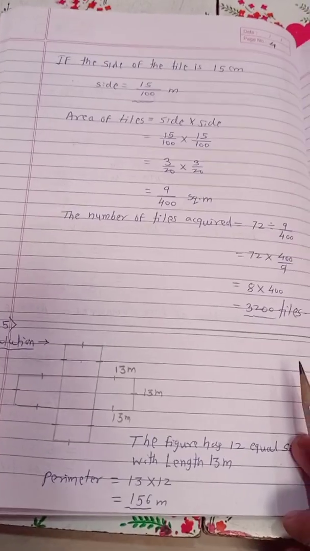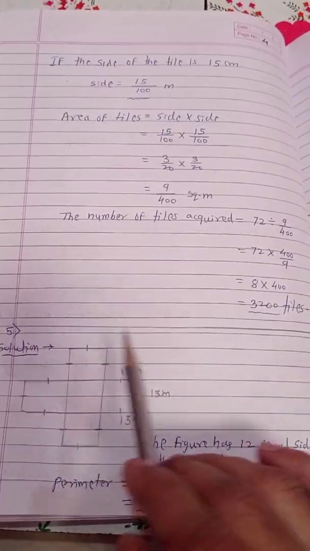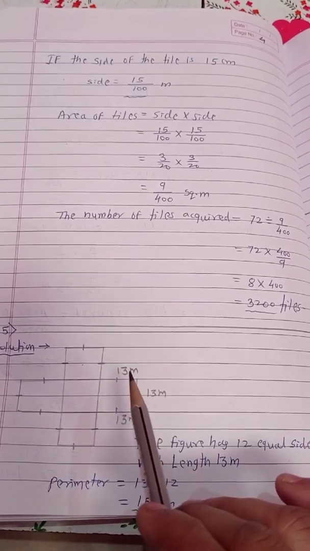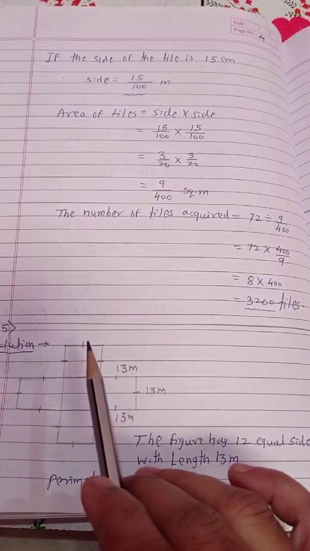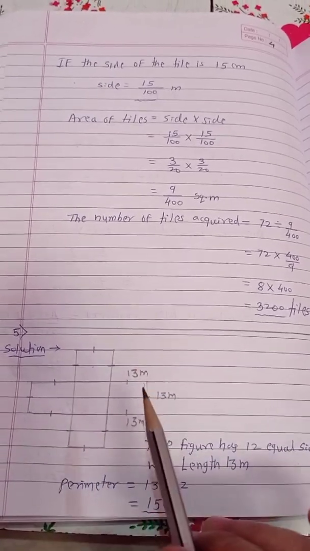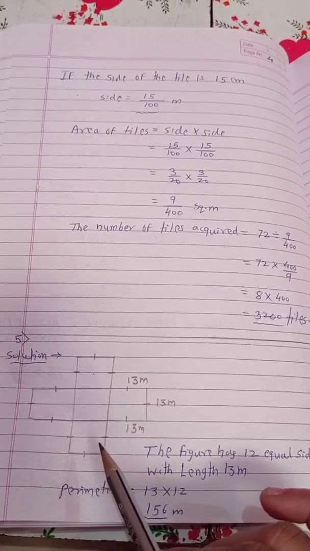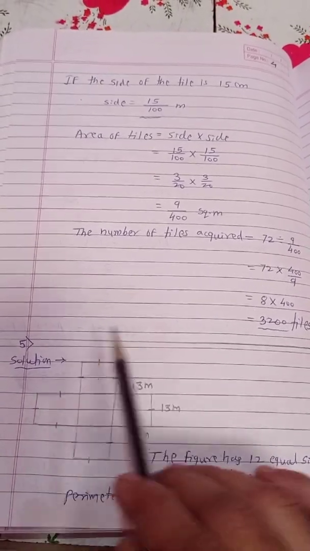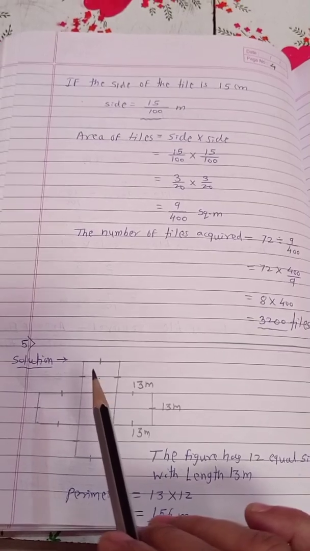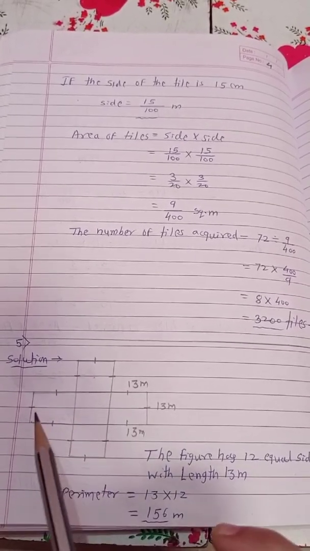See, in the fifth question, they have given one figure, and in this figure each side is 13 meter. Therefore, they have given this sign, which indicates that every side is 13 meter. Here I am doing some construction, and when I do this construction, I get a total of 5 squares: 1, 2, 3, 4 and 5.